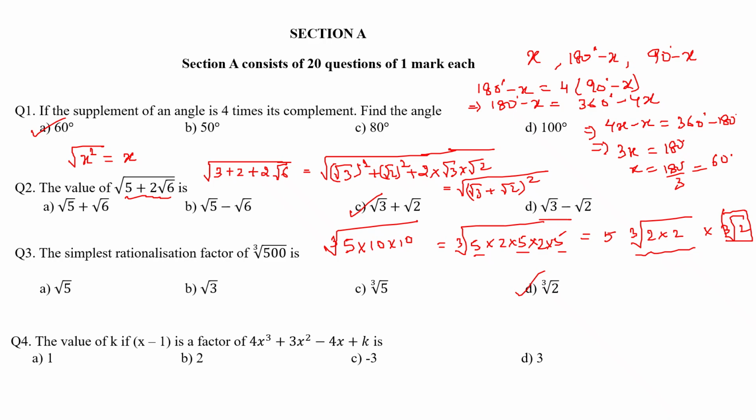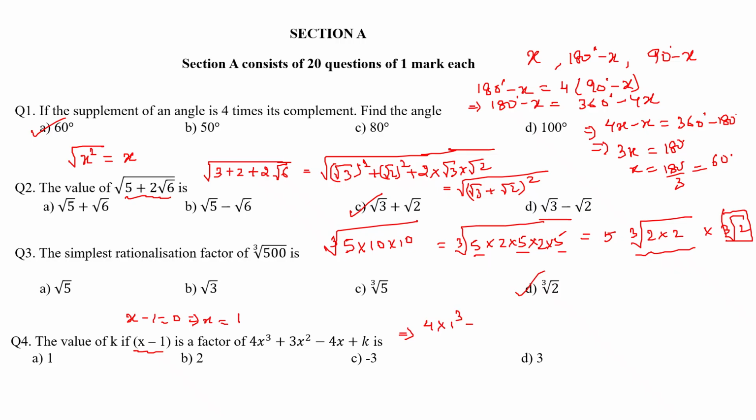Now question number 4. The value of k if x minus 1 is a factor of this polynomial. Now if x minus 1 is a factor, first find the zeros of this. So x minus 1 equal to 0, which gives x equal to 1. It means if I put x as 1 in the polynomial, it will satisfy, isn't it? X equal to 1 will satisfy the polynomial because it is given as x minus 1 is the factor. Factor will divide the given number completely, isn't it? So same way here we have to substitute x as 1.